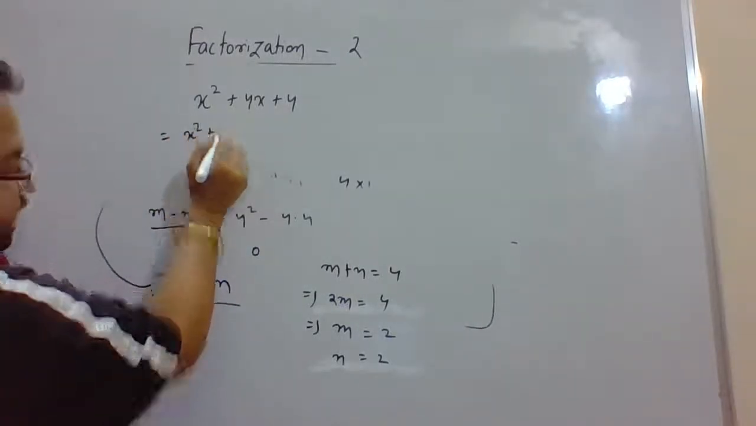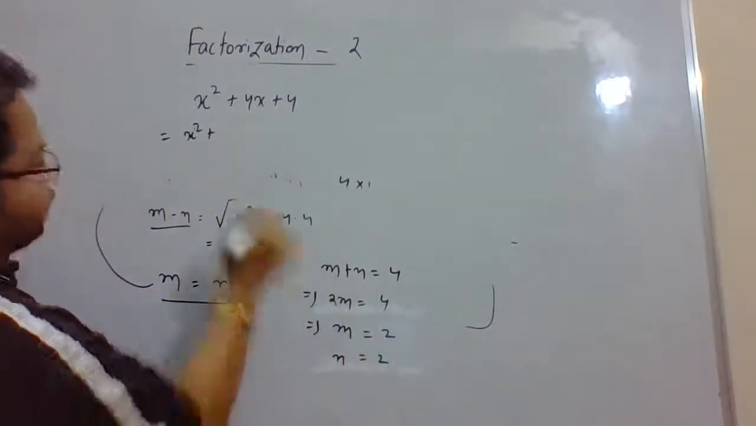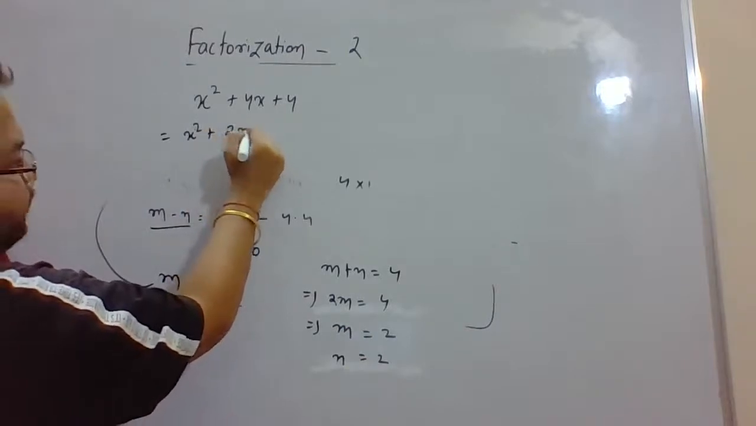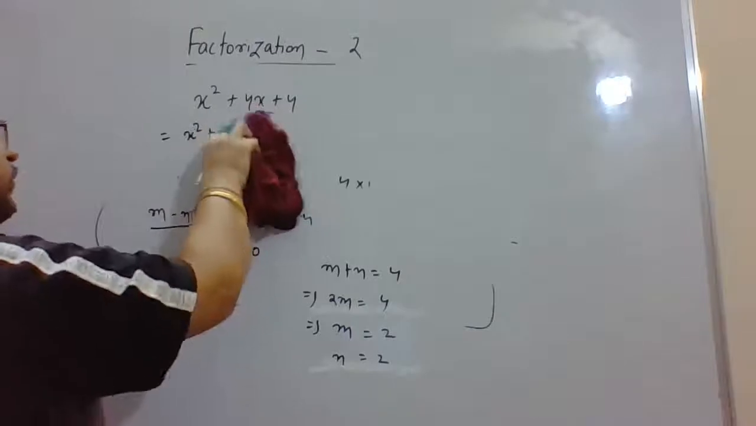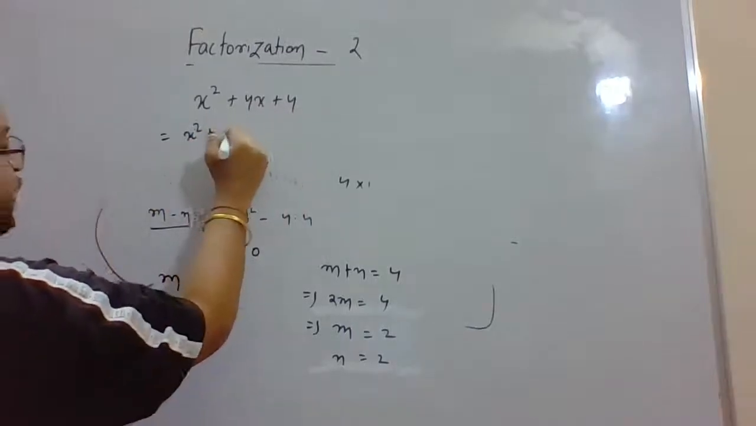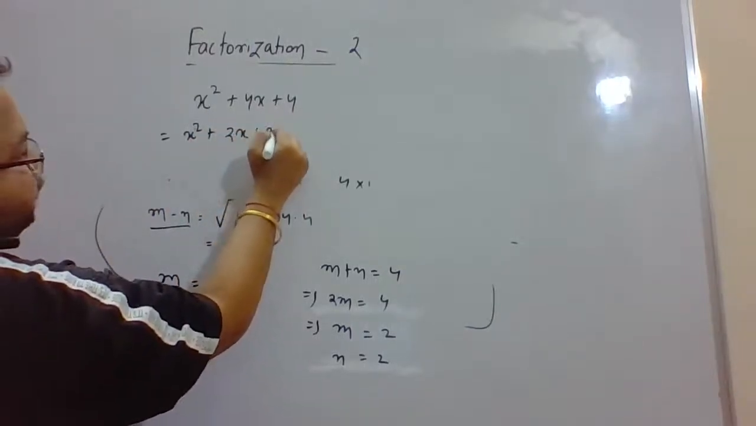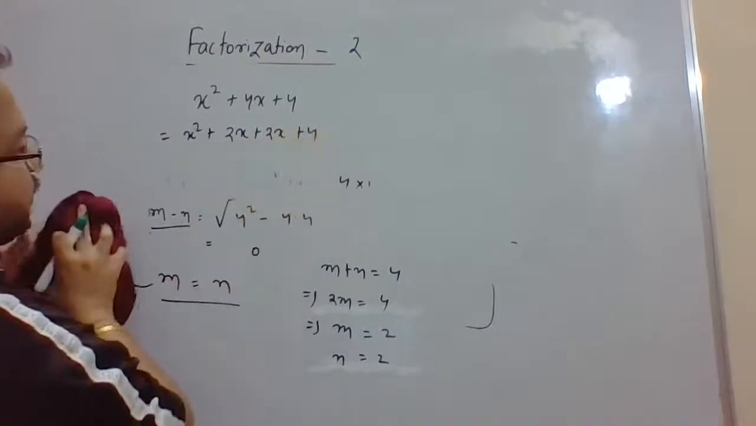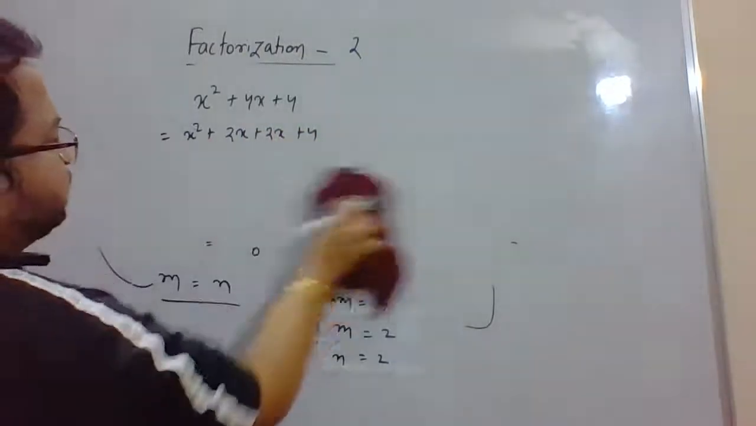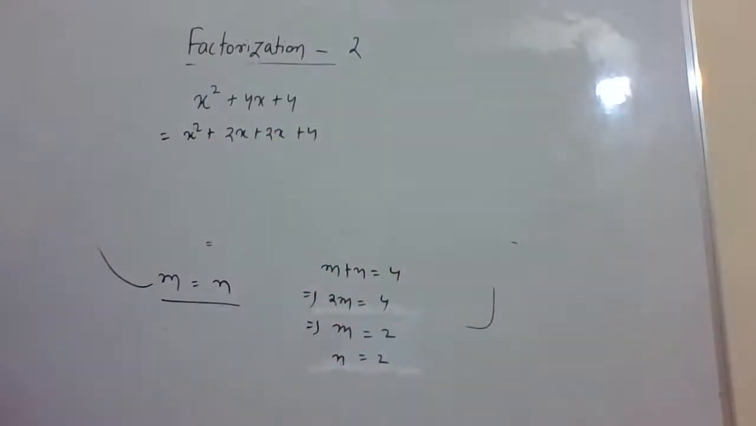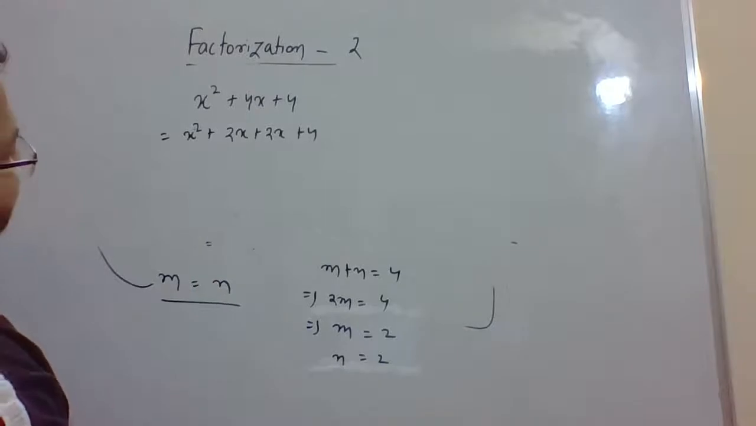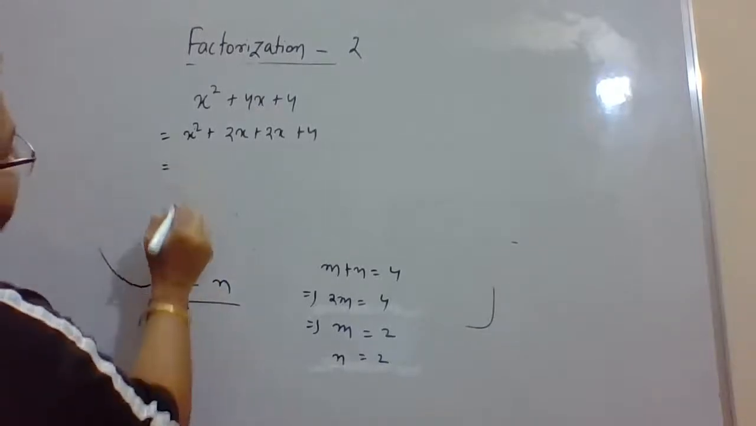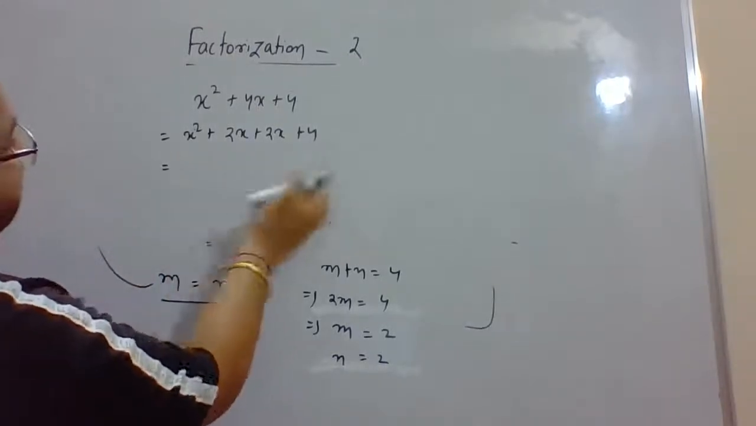So I can rewrite it as x squared plus (m plus n) x, m is 2, n is 2, so x squared plus 2x plus 2x plus 4. Okay, now let us take anything common and group them.